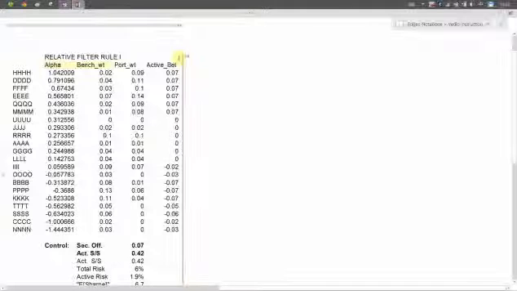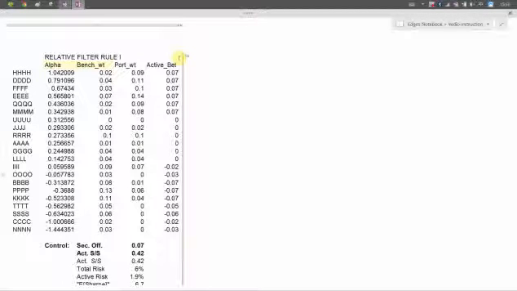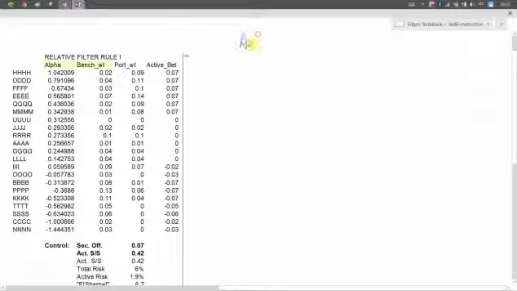Okay. After the last video, we got familiar with active return, active risk, and IR. Now we can talk a little bit about the active manager. What do they do? The active manager's job. First, they need to mimic the benchmark.